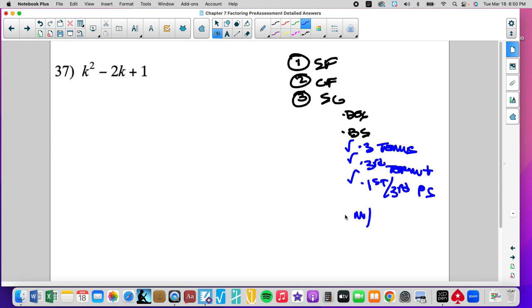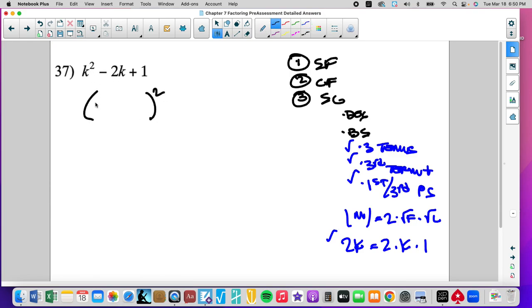Does the absolute value of the middle term equal 2 times the square root of the first times the square root of the last? Does my middle term, the absolute value of negative 2k, which is 2k, equal 2 times the square root of the first, which is k, times the square root of 1, which is 1? Yes, it does. So I know I'm going to produce a binomial square. I take the square root of the first, the square root of the last, signs are the same, and both are negative. So it's going to be k minus 1 quantity squared.